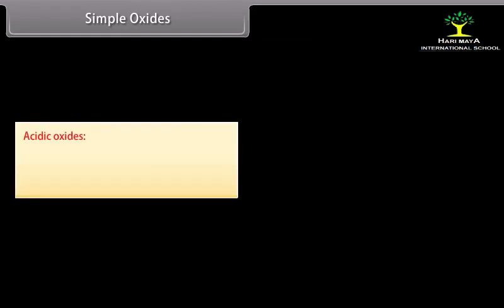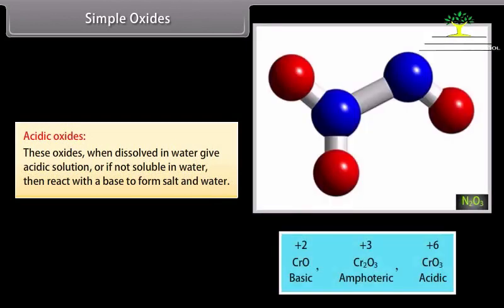Acidic oxides. These oxides, when dissolved in water, give acidic solution, or if not soluble in water, then react with a base to form salt and water. For example, SO2, N2O3, P2O3 and Br2O. The acidity of the oxide increases as the oxidation number increases.